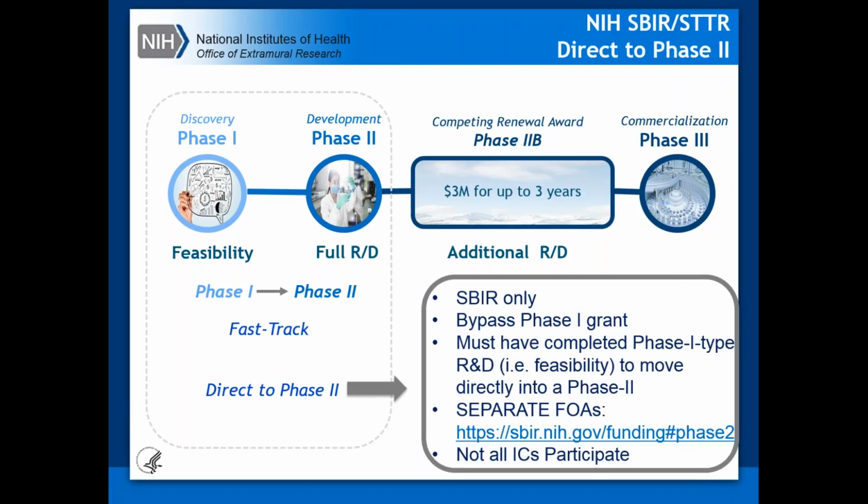There's also a program we have which is called Direct to Phase 2. This is only in the SBIR program, not related to the STTR. It bypasses the Phase 1 grant in the sense that you must have completed your Phase 1 type R&D, your feasibility research, to move directly into a Phase 2. Please note, there are separate funding opportunity announcements for the Direct to Phase 2, and not all the NIH institutes and centers participate.